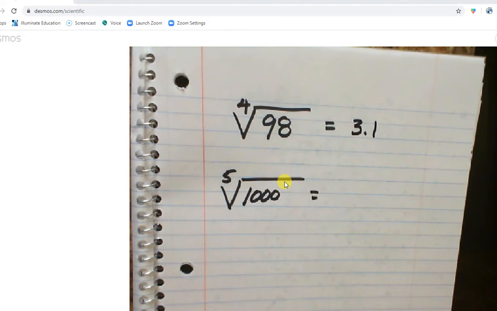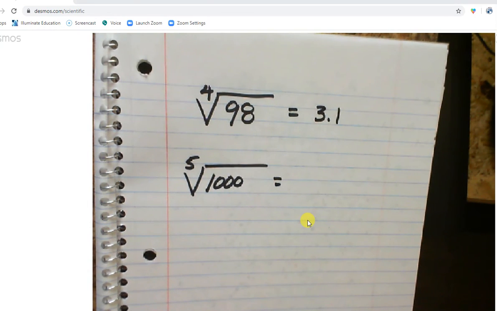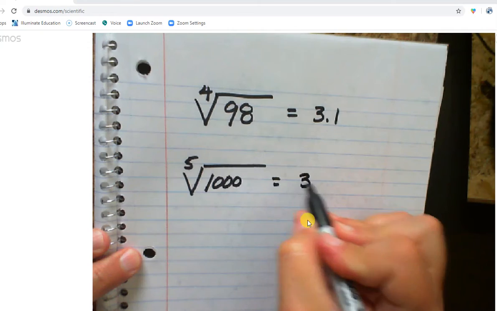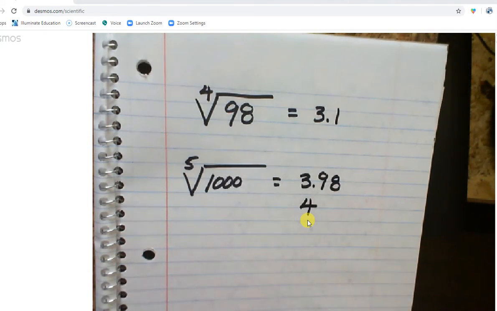How about the fifth root of 1,000? Fifth root of 1,000. Is 3.98, which would round to just 4. So it would be 3.98, which is just a 4 because of the rounding.